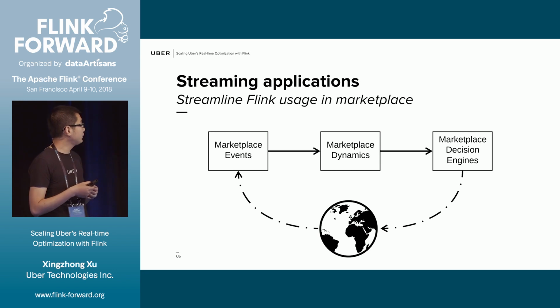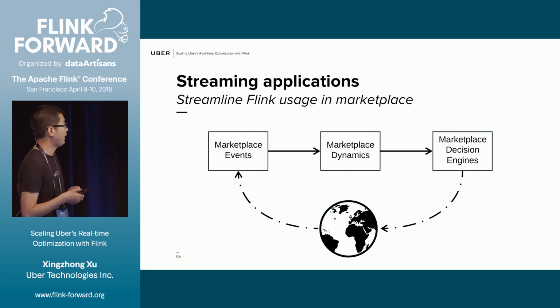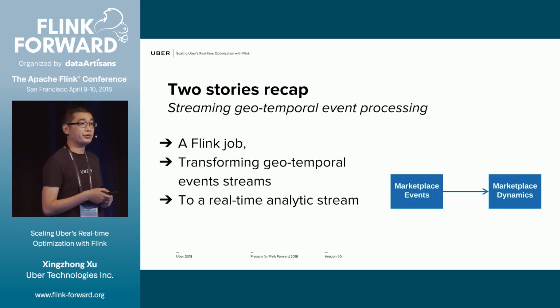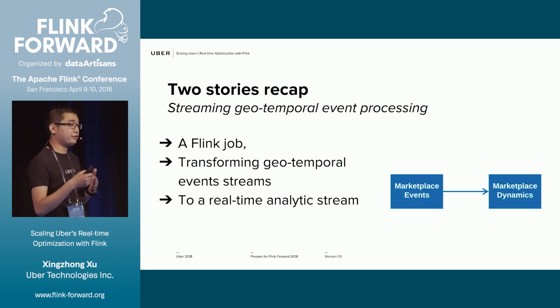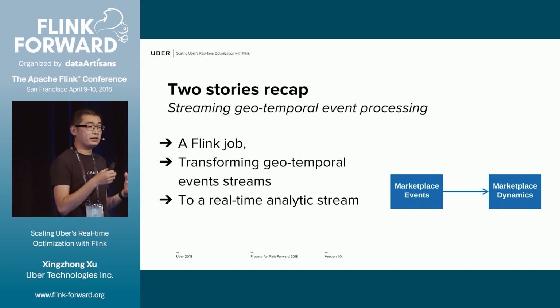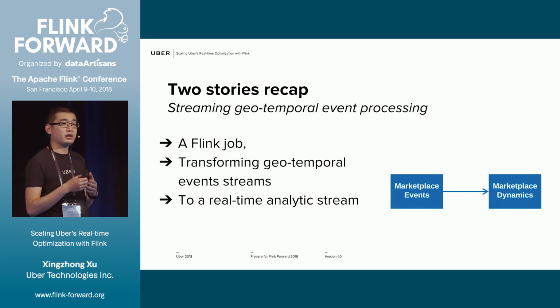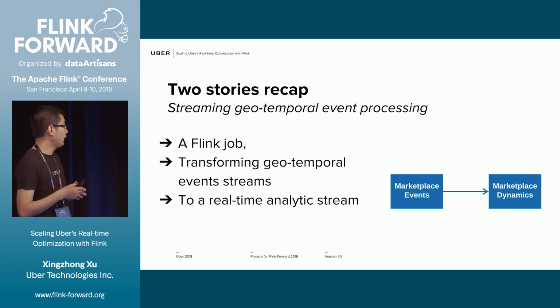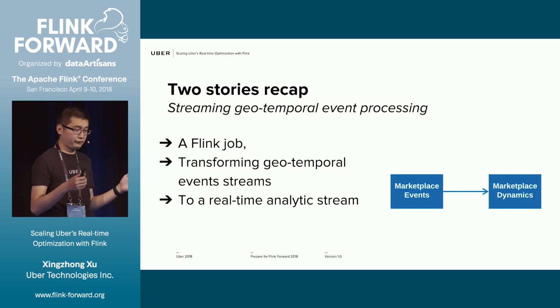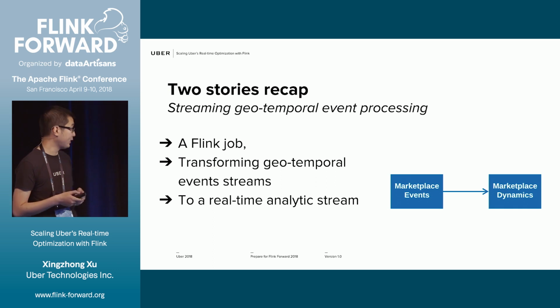I want to give some thoughts on this stream Flink usage in marketplace. Essentially, I want to start from this two-story recap. If you understood my first part of the story, it's really about how we get events from dynamics. Essentially, we're doing analytic work. The way to solve this is that we write our Flink jobs, and we transform those raw events into an aggregation result over event times.